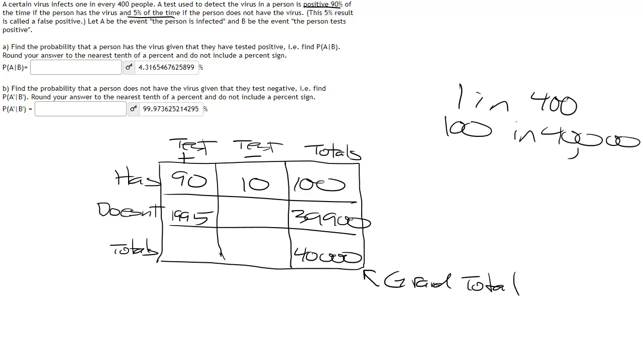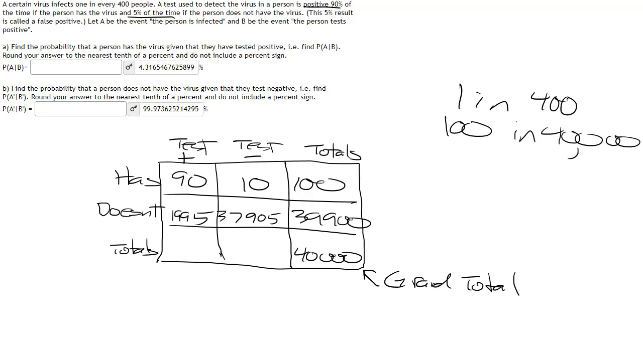And then over here, we would get our true negatives the right way by just taking the 1,995 and subtracting that from 39,900. I think I said 3990 by mistake. And that gives us the other 37,905 people.